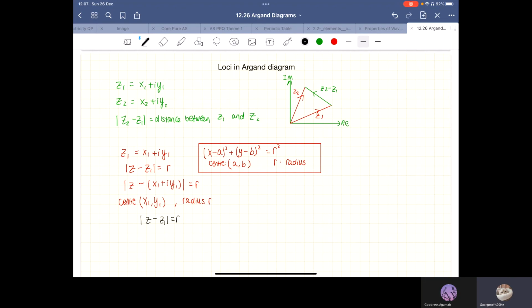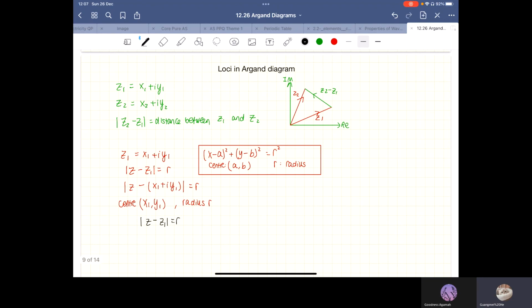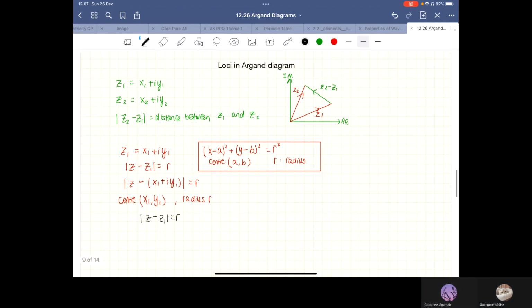Then we're going to substitute z with x plus yi and z1 with x1 plus y1 i, so both in Cartesian forms. Group the real parts together and the imaginary parts together, and we get x minus x1 plus i times y minus y1. To break this form, we can square both sides, so this squared is equal to this squared.